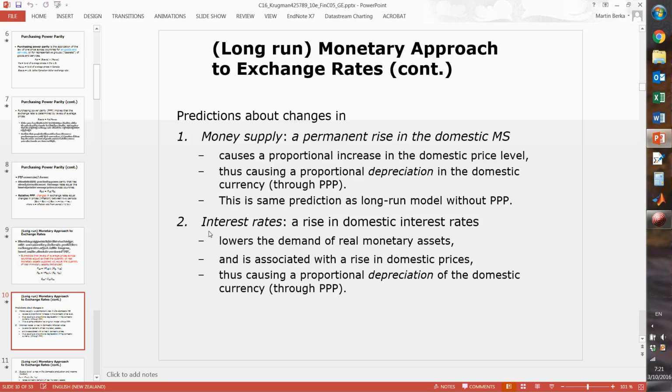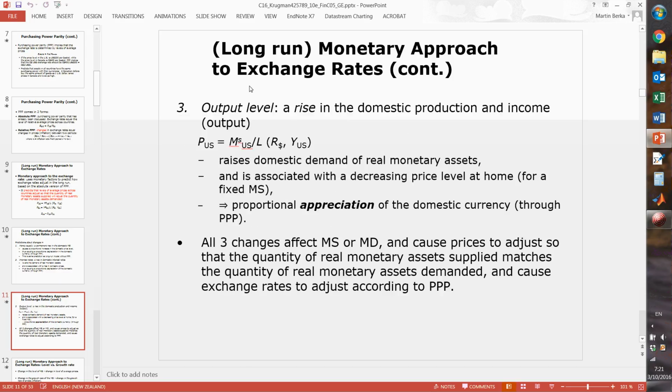So I would not bother remembering this point too much, because we know interest rates are actually not an exogenous variable as is being assumed here, but a result of some kind of money market equilibrium. But here we're in the long run, we're kind of ignoring money market equilibrium, so we are just saying interest rates somehow come exogenously.